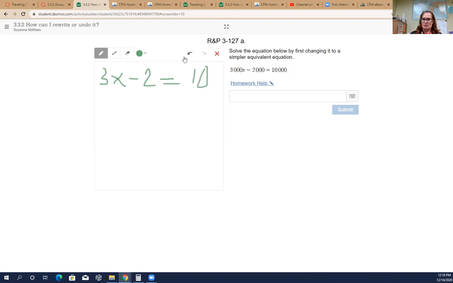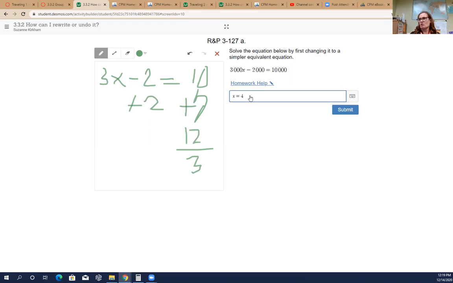All right, now what do we do? We add 2 to both sides. So 10 plus 2 is 12. Divided by 3 then. Yep, so 12 divided by 3 equals 4. So x equals 4. Okay.